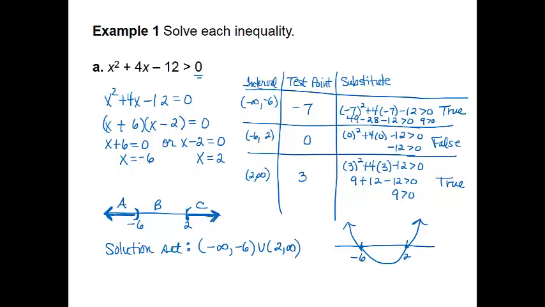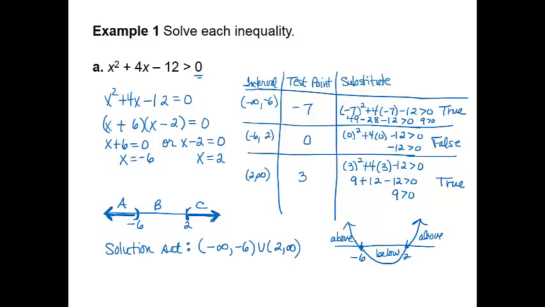Also, an even degree polynomial with a positive leading coefficient has both ends up, right? The end behavior is up at each end. So we know that to the left of negative 6, that graph is above the x-axis. Between negative 6 and 2, it's below. And to the right of 2, it's above.